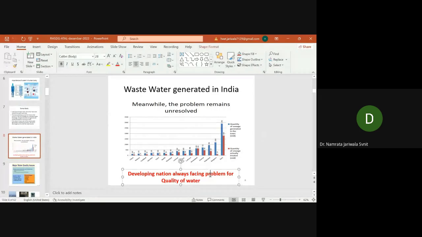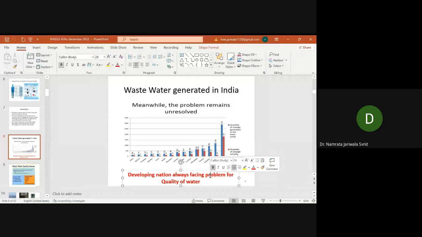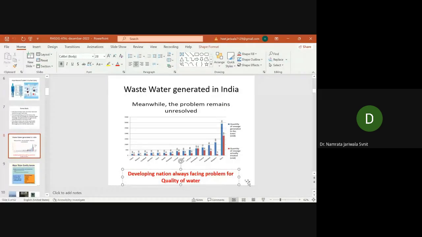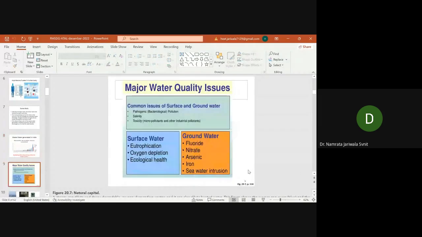Now why do we talk about this, and why do we need to consider the quality of water as far as urban cities are concerned? Before that, the very important thing is the water sources. There are two important sources that we consider: one is surface water and the second is groundwater. There are common issues like microorganisms and pathogens, salinity, and toxicity. There are some micropollutants which are responsible for the degradation of organic matter, and at the same time they are toxic. So for surface water and groundwater, these are the common issues.